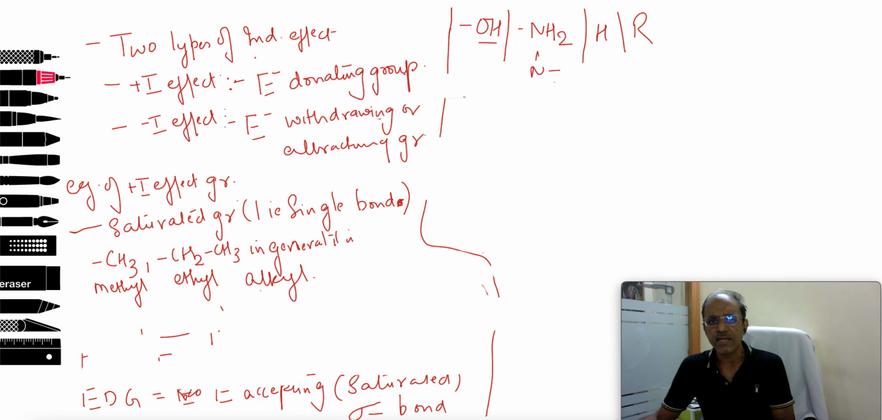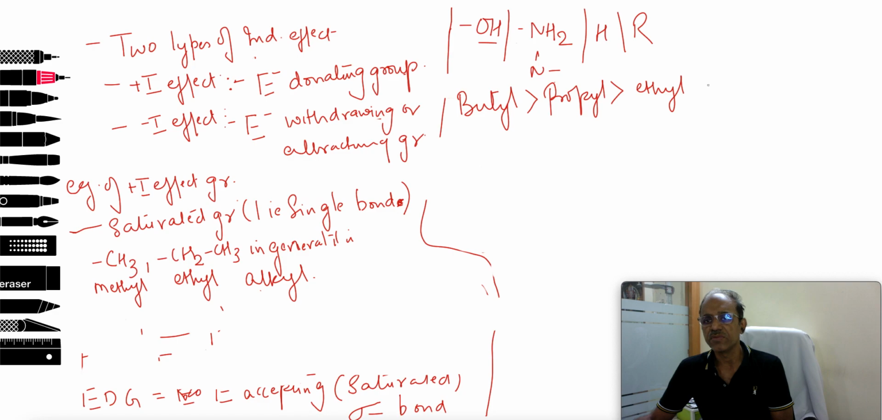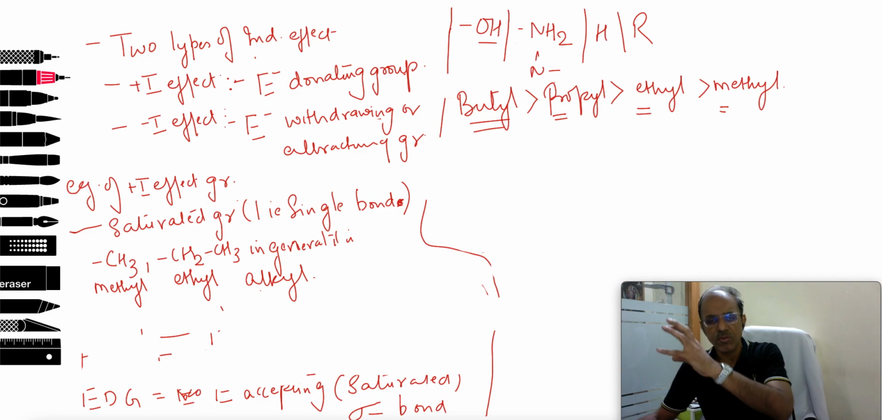Within the alkyl groups, the larger the group, the more electron donating. Butyl group is more electron donating than propyl, which is more than ethyl, and which is more than methyl. Fine. Butyl is 4 carbon, 3 carbon, 2 carbon, 1 carbon. The more carbon atoms in the alkyl group, the more the electron donating effect.